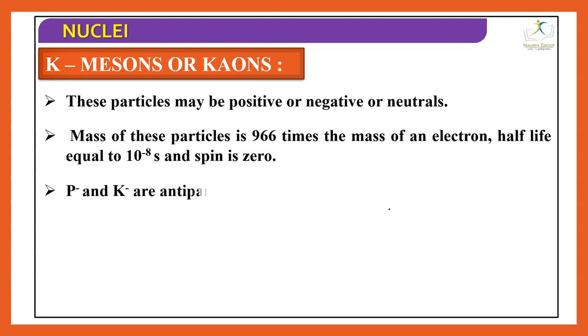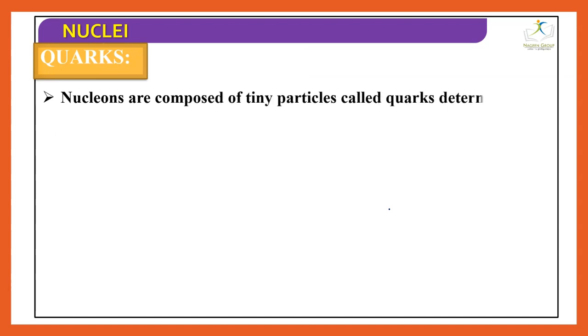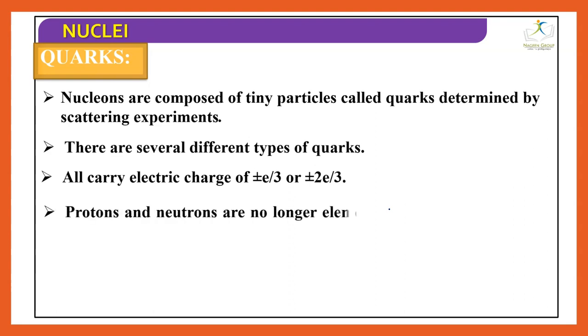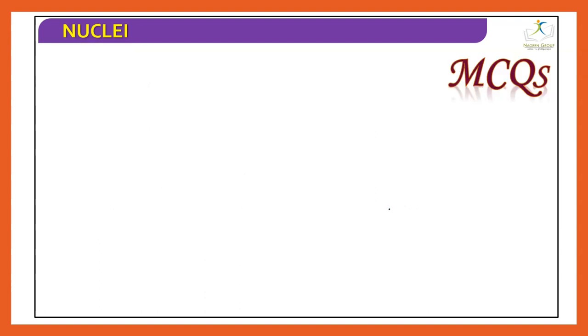Half life is equal to 10 to the power minus 8 second. Spin is 0. Pi minus and kaons are antiparticles. Quark: nucleons are composed of tiny particles called quarks, determined by scattering experiments. There are several different types of quark, all carrying electric charges plus or minus e by 3 and plus or minus 2e by 3. Protons and neutrons are no longer elementary particles, since they are composed of quarks.